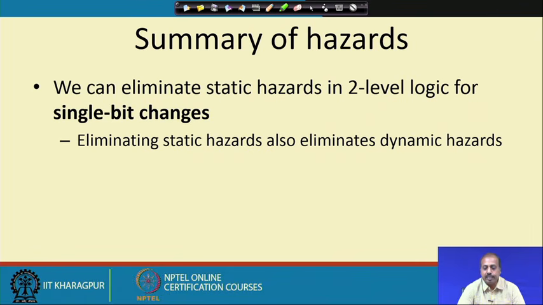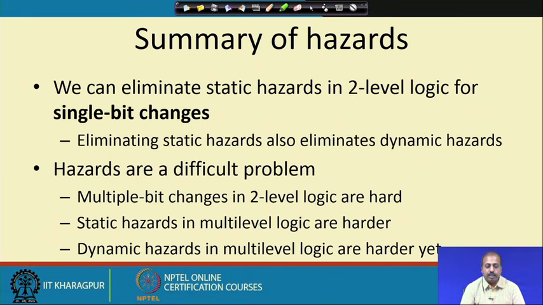So, we can eliminate static hazards in 2 level logic for single bit changes, and eliminating static hazards also eliminates dynamic hazards. So, that is one good thing: if we eliminate static hazards, the dynamic hazards will also not be there. So, that way it is useful. Hazards are a difficult problem.